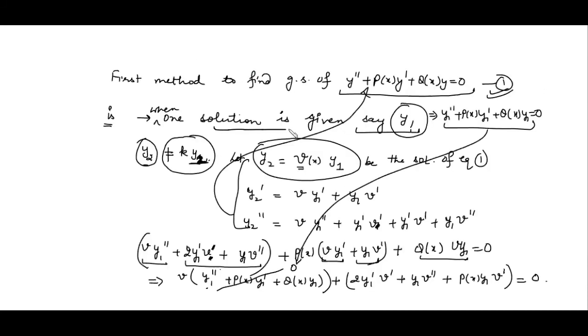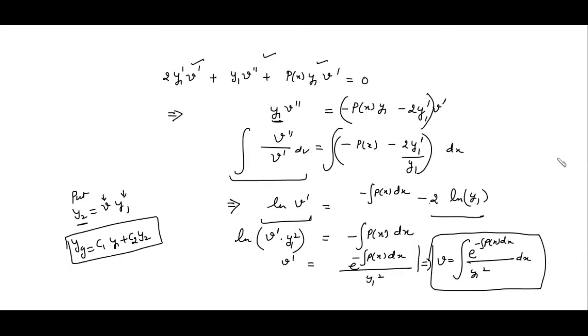When one solution is given to us, we can find out the next one by taking y2 to be v times y1, where the value of v is given by integral of e to the power integral of minus px dx upon y1 square dx. Px is known to us, y1 is known to us, just substitute over here, simplify this integral, we get the value of v, substitute over here, we get the value of y2. Once we get y1 and y2, the general solution is c1 y1 plus c2 y2. Now just see with the help of an example.